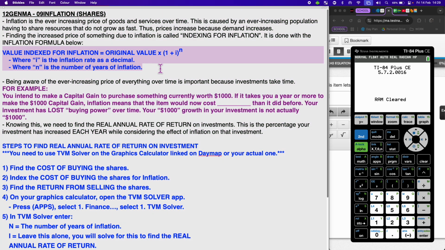First formula, and then I'll explain why considering inflation is important.